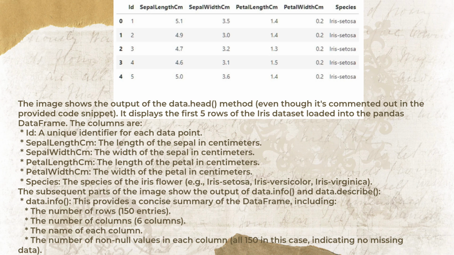The subsequent parts of the image show the output of data.info and data.describe. data.info provides a concise summary of the data frame, including the number of rows, 150 entries. The number of columns, 6 columns. The name of each column. The number of non-null values in each column, all 150 in this case, indicating no missing data.